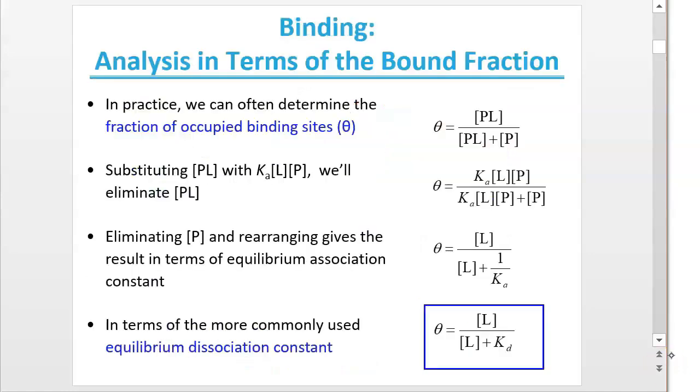There is a letter, either theta, as you see here, or sometimes capital Y, which is used to indicate the fraction of occupied binding sites. Here's an equation for that. It's the occupied sites divided by the total of the sites, theta or Y.